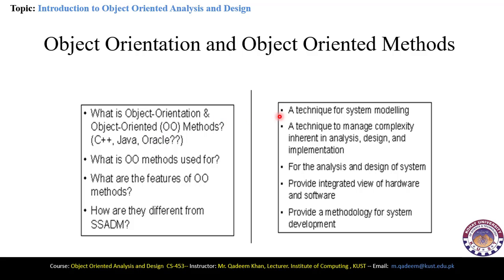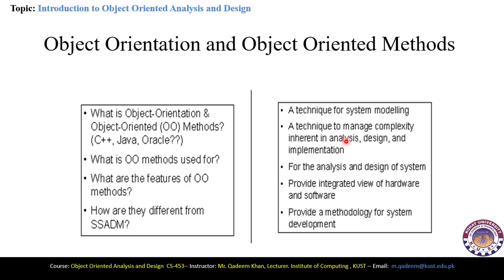Now, these are used for system modeling. These are different techniques used for system modeling. Also, these techniques are used to manage complexity inherent in the analysis, design, and implementation. Basically, a software system has this complexity, and the complexity can only be killed through the analysis and design of the object-oriented methods. So high-level languages such as C++, Java, and similarly C# allow us to kill the complexity in object-oriented systems.